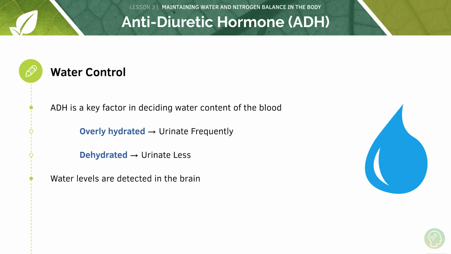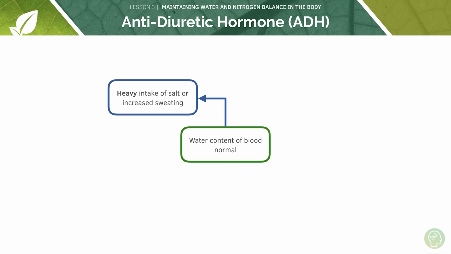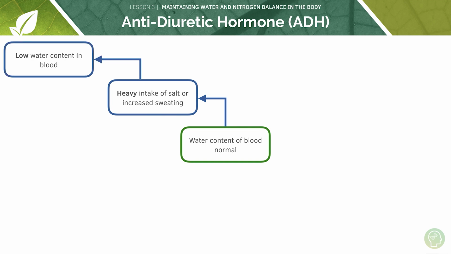So ADH is released by the pituitary gland and it then travels in the bloodstream to its target organ, which is the kidneys. ADH is a hormone, so that's why it's using the blood as its transport system. And ADH is a key factor in deciding water content of the blood. If we're overly hydrated, we urinate frequently, and if we're dehydrated, we urinate less. Water levels are detected in the brain, in the hypothalamus, and this controls how much ADH is released by the pituitary gland.